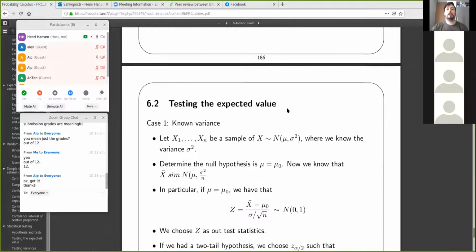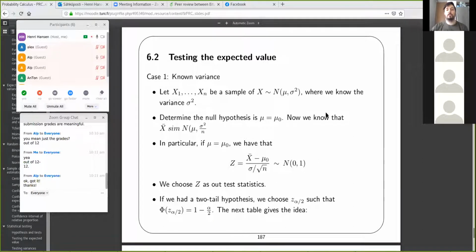So firstly, testing the expected value, and we take the first cases where we know the variance. This is not unlike, in fact it's quite the same as, calculating the confidence intervals.